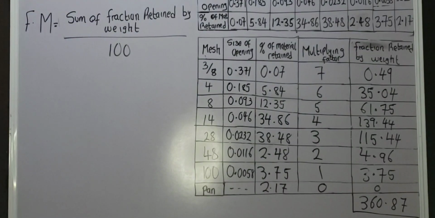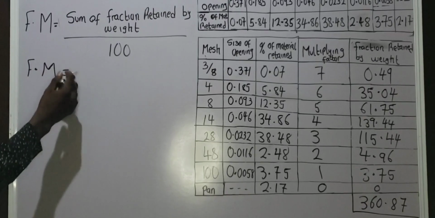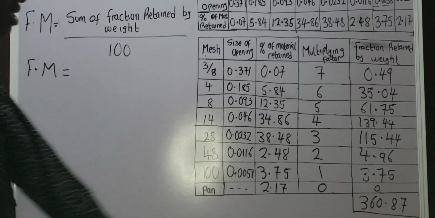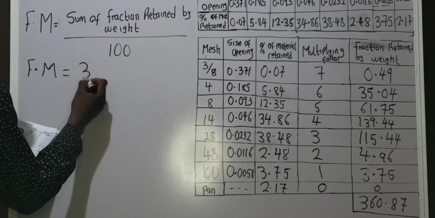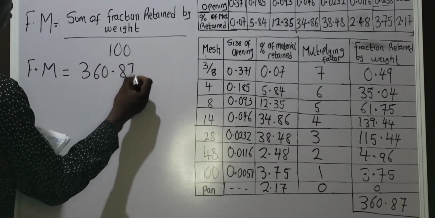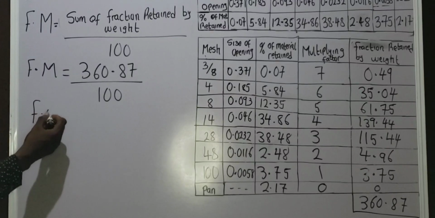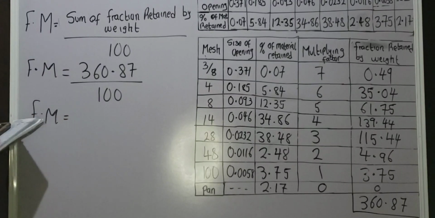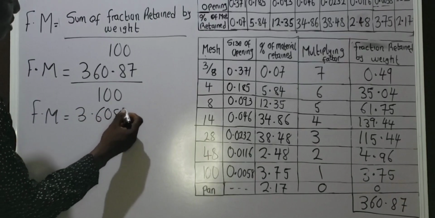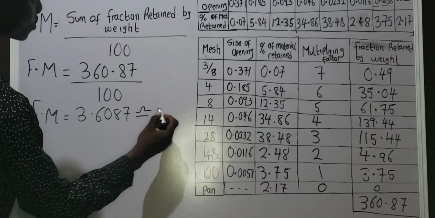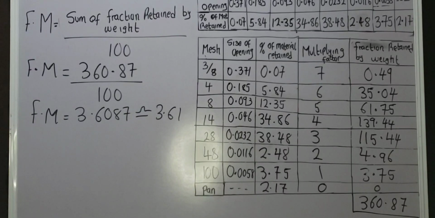So we can easily calculate the fineness modulus using this formula. The fineness modulus is equal to the sum of fraction retained by weight over 100, and the sum of fraction retained by weight is 360.87. So 360.87 all over 100. Do you understand? If you divide this by 100, you're going to get 3.6087, which is approximately 3.61. So we have calculated the fineness modulus.